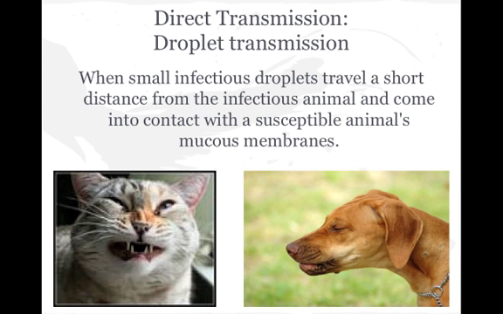Next, we'll talk about droplet transmission, and droplet transmission occurs when infectious droplets, which can be of any sort of secretion, whether it's oral secretions like snot, etc., or feces that's been aerosolized, or urine, leave one animal's system and come into contact with the mucous membranes of another animal.